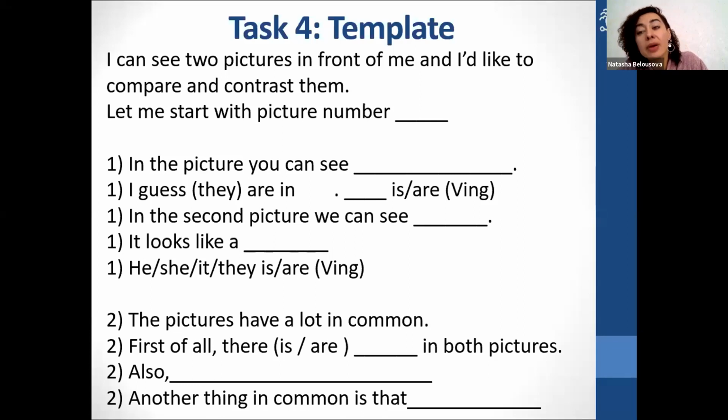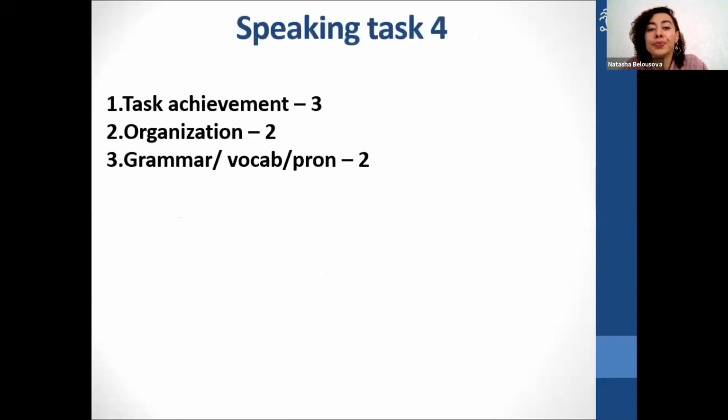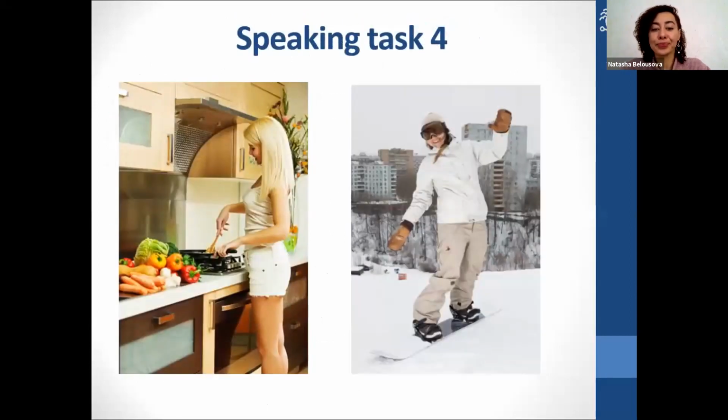Probably one more thing which I'd like to mention about task 4 is that when the students are comparing the pictures and when they're saying what the pictures have in common, what is different between them, it's important to categorize the similarities and differences. So they're not just saying, let me go back to the pictures to make it visual, something like, in the first picture, the woman is wearing a top and shorts, while in the second picture, the young lady is wearing a snowboarding suit.